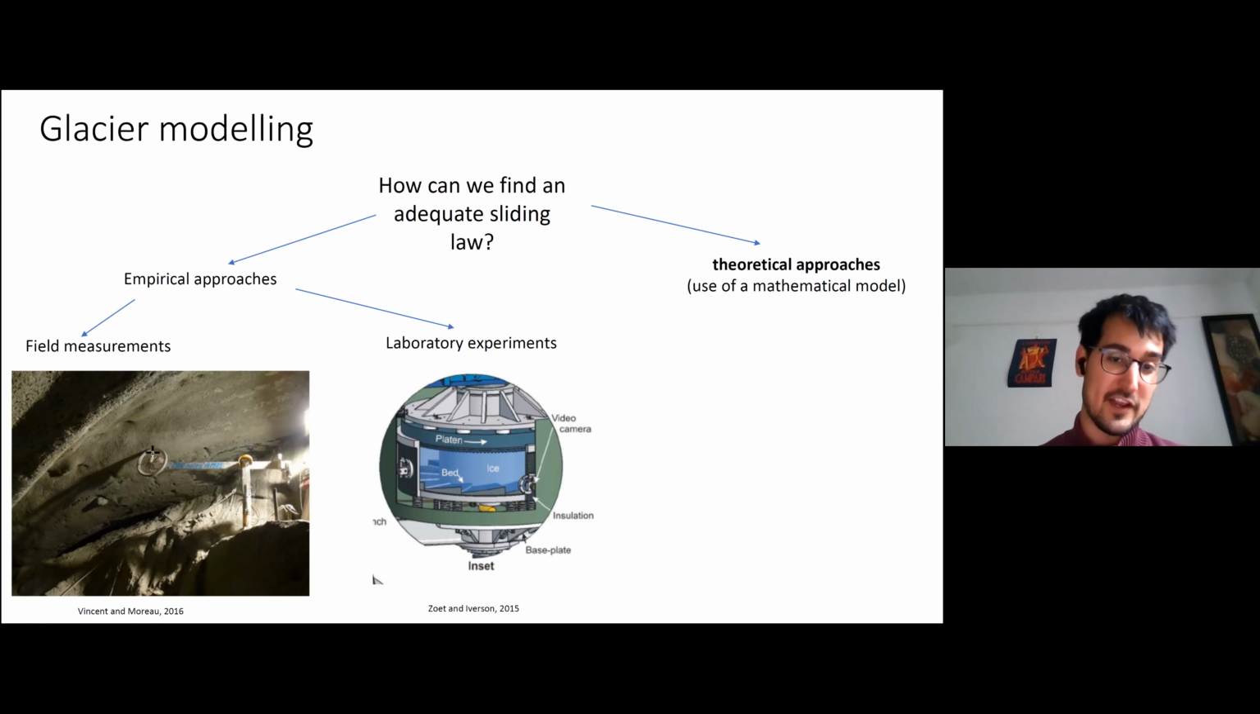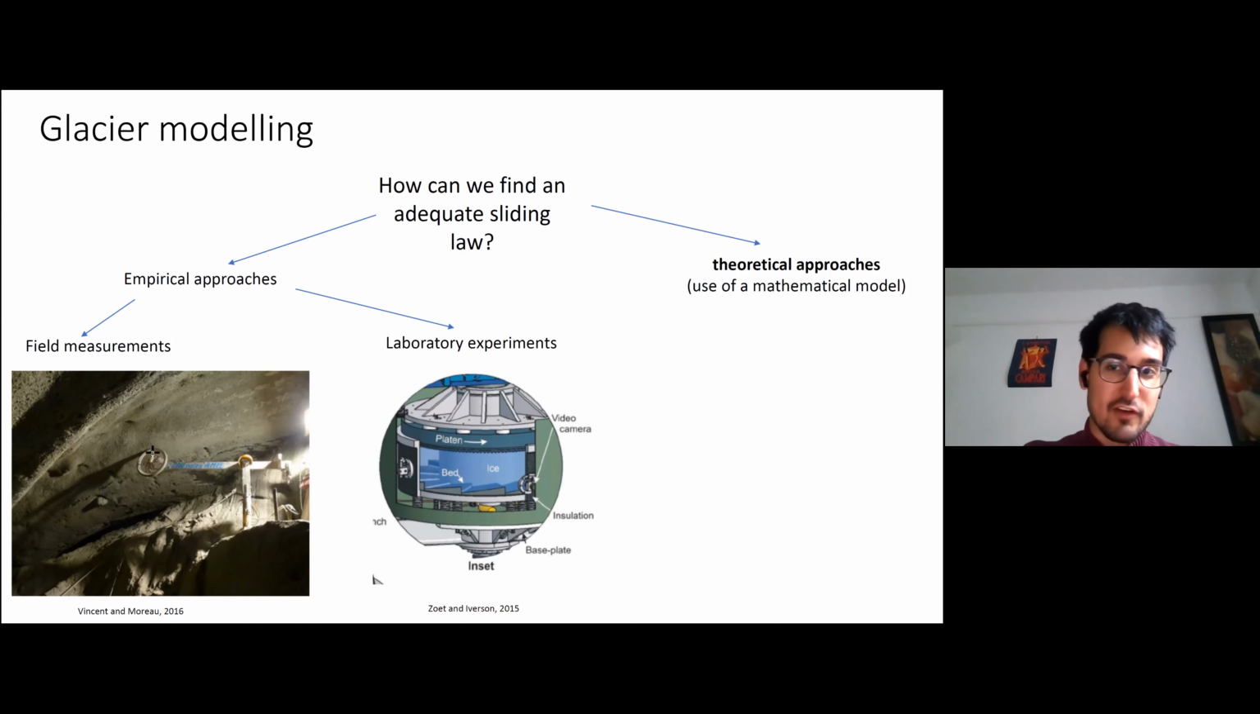So this is an image of a machine that was built by a research group at the University of Idaho, where using the rotation of a plate attached to ice, they start making ice slide over a bedrock, and they can actually get very precise measurements of the basal drag and the sliding speed, and actually reconstruct sliding laws. Interestingly, they actually reconstruct sliding laws that we can obtain with theoretical methods. So it's quite a nice sanity check in that sense.